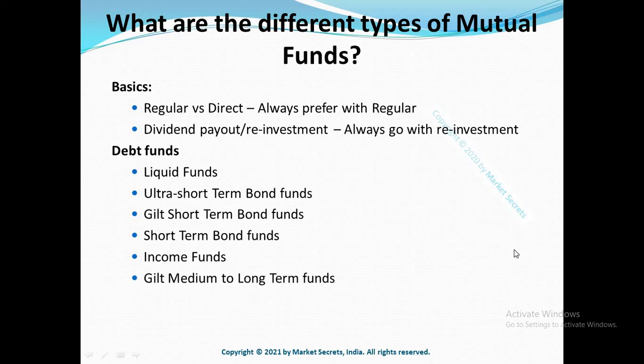The next on the list is Gilt medium to long term funds. The term Gilt refers to government. So these use government bonds which have longer maturities. Currently, some of these funds have an average maturity of 20 to 25 years. It doesn't mean you have to invest for 20 to 25 years. You can invest today, you can withdraw tomorrow, it doesn't matter. But these funds will in turn use your money to invest in long term government bonds which mature in 20 to 25 years. So you need to understand this difference, and this is applicable for all the different debt mutual funds that we have discussed.